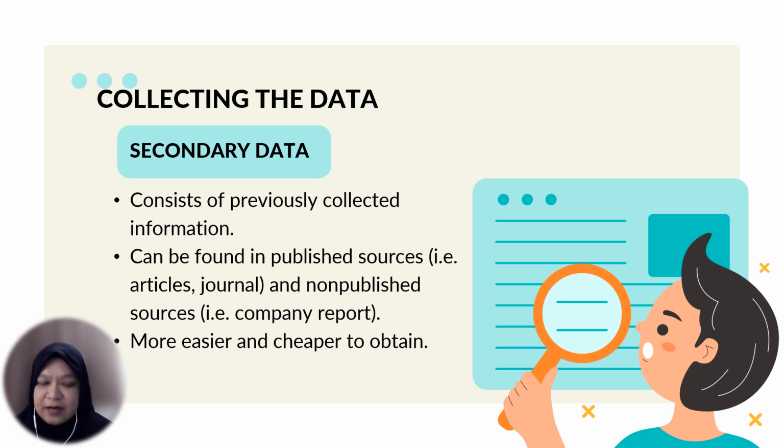So secondary data consists of previously collected information, meaning that the information is already available. So you just pick up the information, read it, gather it, and analyze it. For example, it can be found in published sources like articles or journals, or non-published sources like a company report. So it's easier and also cheaper to obtain secondary data.